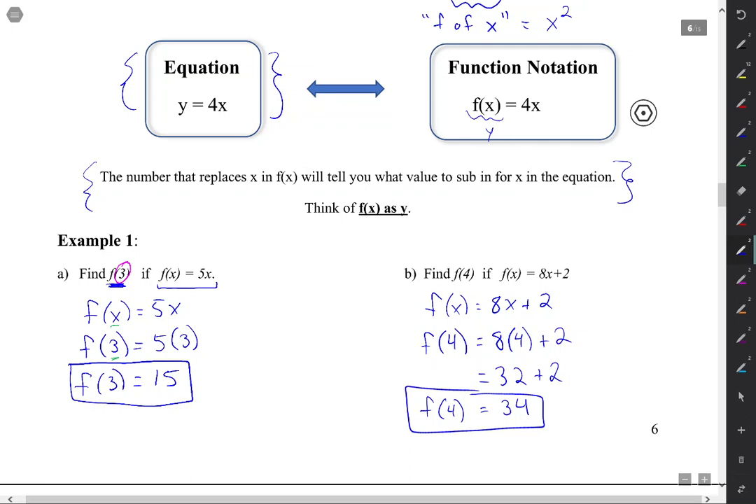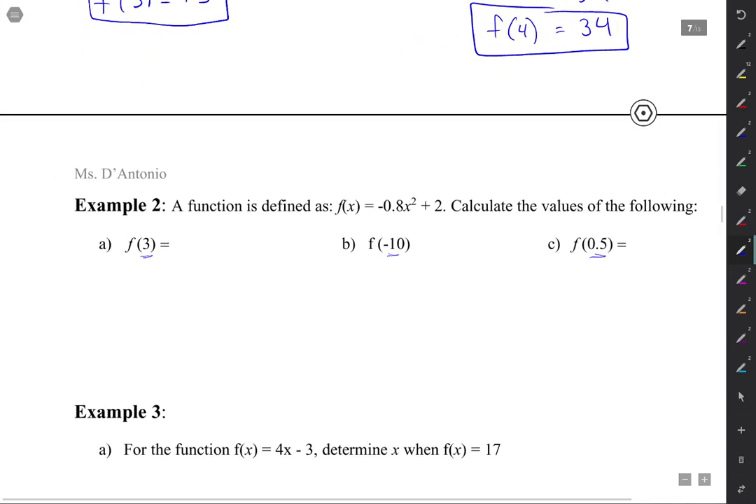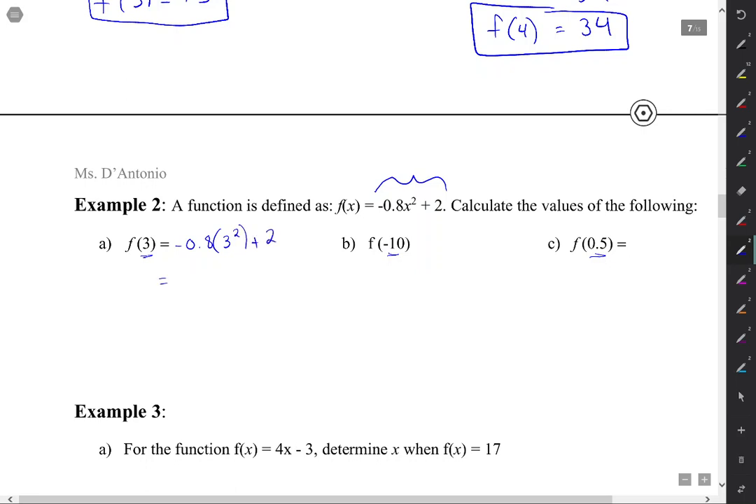That's the final answer. Moving on to example 2, we have a function defined as f of x is equal to negative 0.8 x squared plus 2. Calculate the values of the following. So here they're giving us a bunch of different x values to plug into the equation. Let's start off with this f of 3. So f of 3 is equal to, now I'm going to write this side of the equation, but instead of x, I'm going to put a 3 there. So I'm going to have negative 0.8 times 3 squared plus 2. And if I continue solving this using BEDMAS, I would do that squared first. So 3 squared is 9.